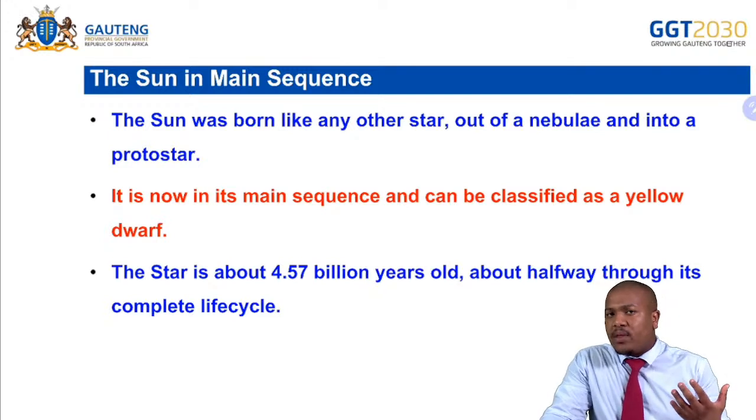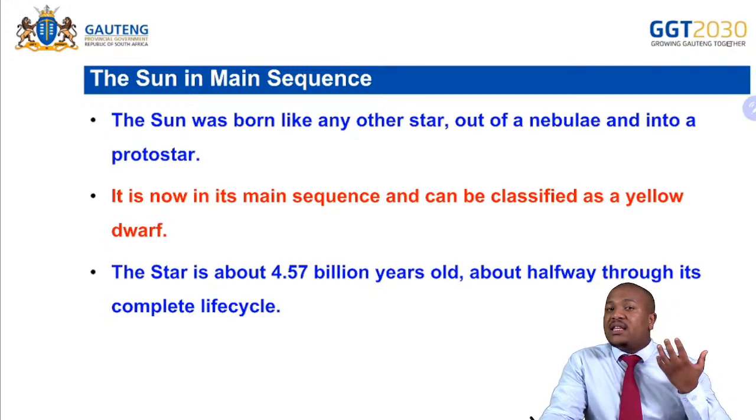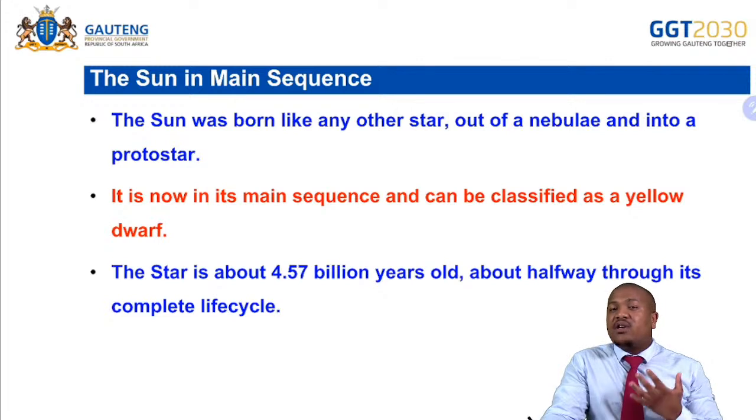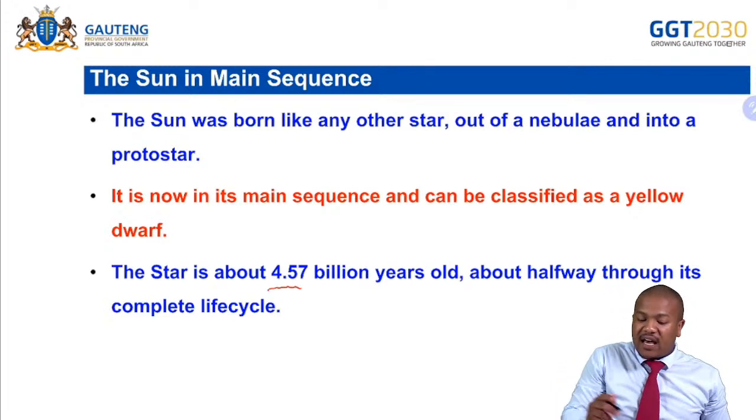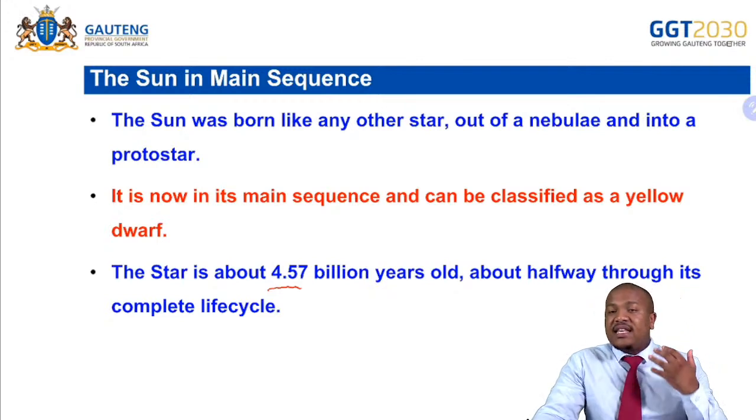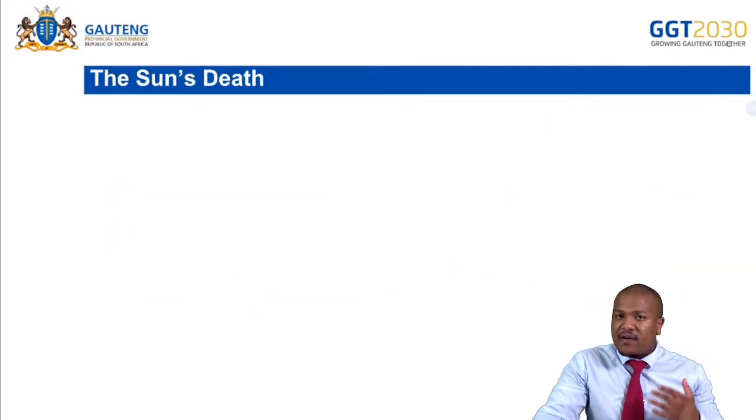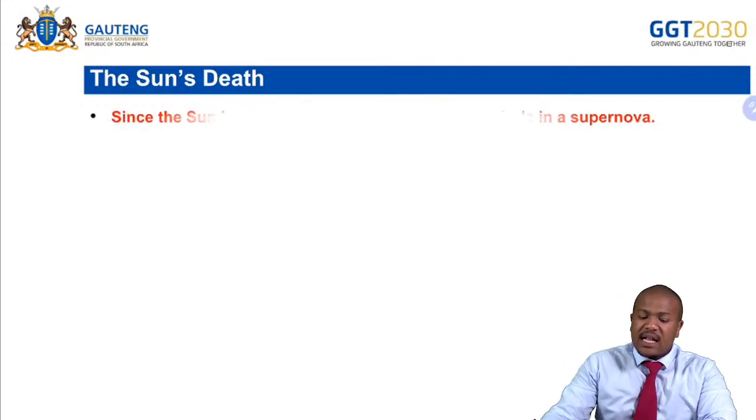Why do we say so? We say that the star will exist for 9 billion years, and now it is at 4.57 billion years. So it is halfway through its life cycle. So now, the sun's death.